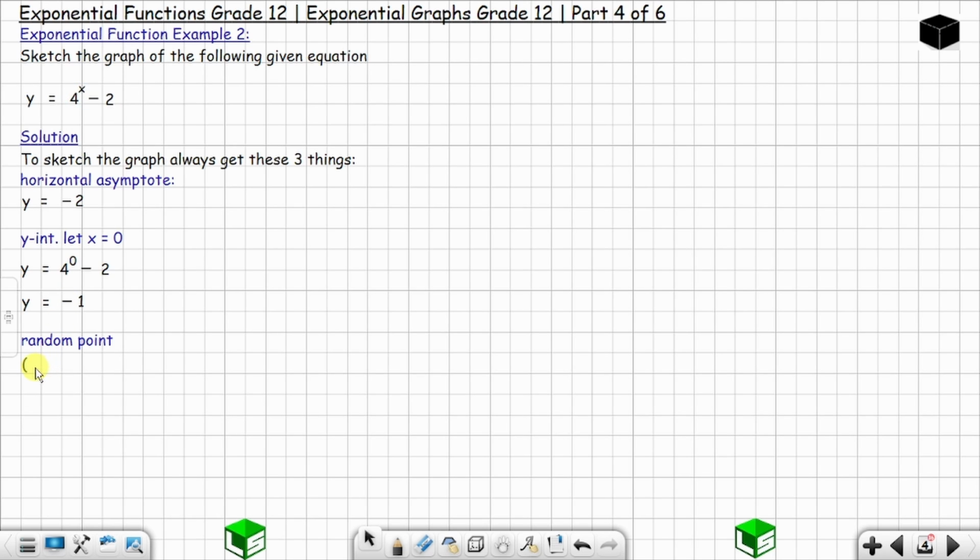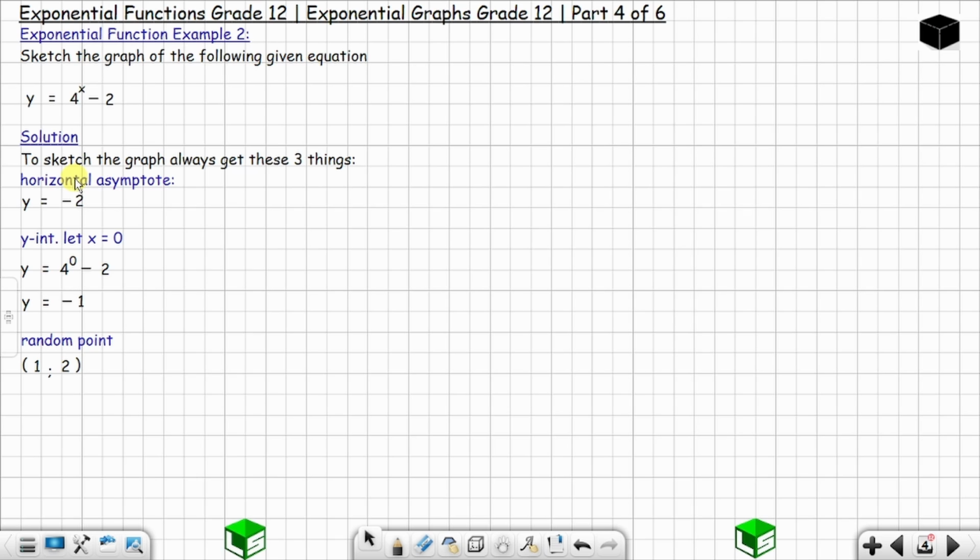Okay, I'm going to use 1 in this video. So when x is equal to 1, what is y equal to? If I plug 1 there, I'm going to have 4 to the power of 1. This is 4. 4 minus 2 is 2. So the y coordinate is 2. When x is equal to 1, y is equal to 2. This is a random point.